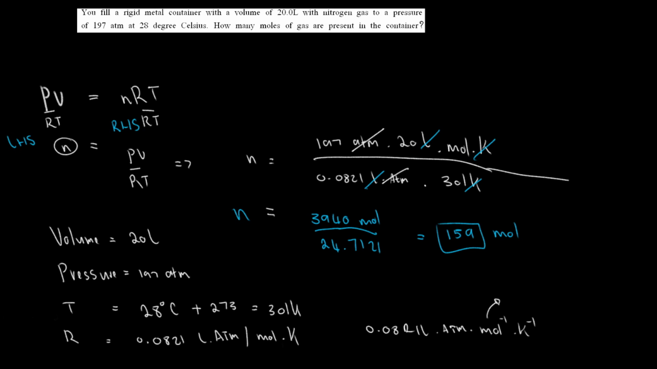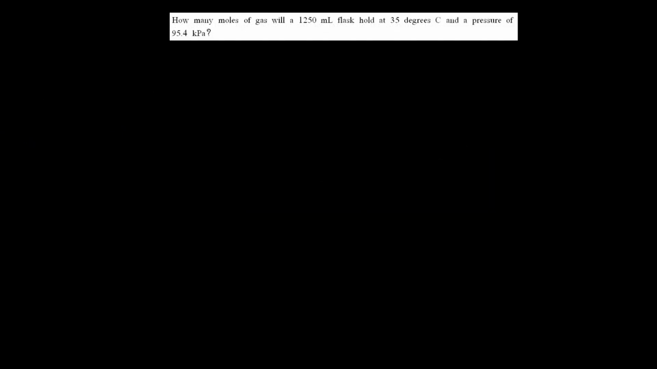Now for the next example, I'm going to make the example a lot more difficult, so we can look at more in-depth conversions. So let's go to example 2. How many moles of gas will a 1,250 milliliter flask hold at 35 degrees Celsius and a pressure of 95.4 kilopascals? Okay. Well, again, we've solved for n already.